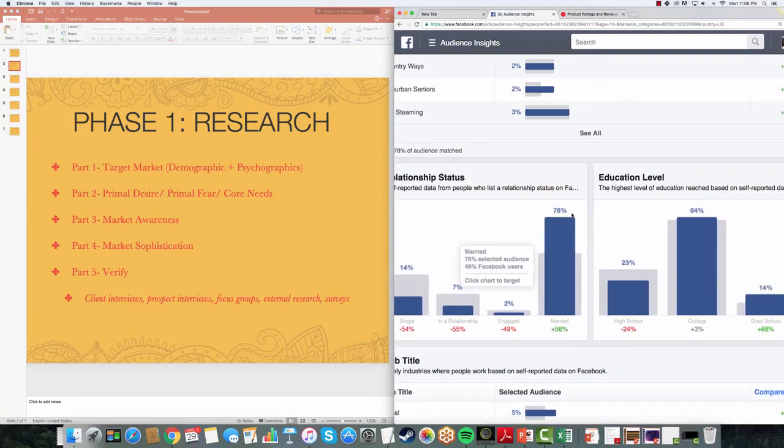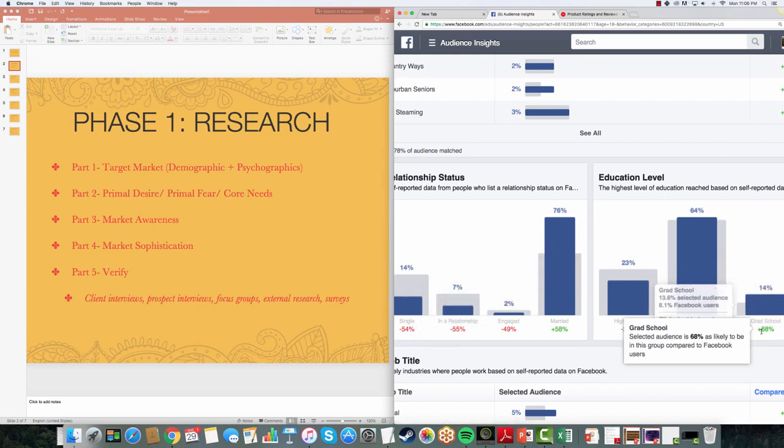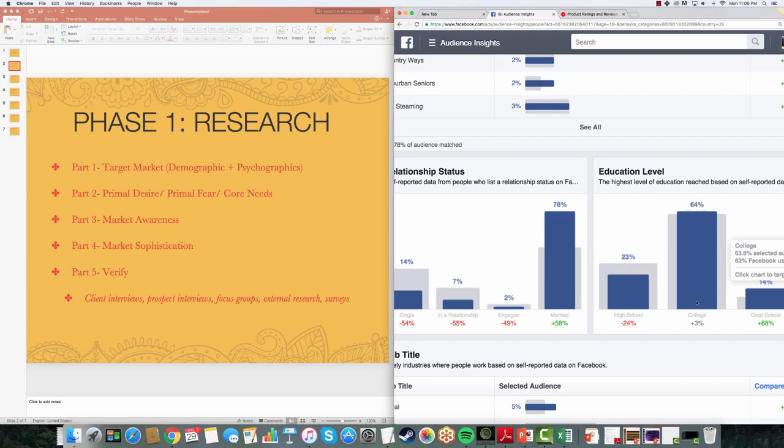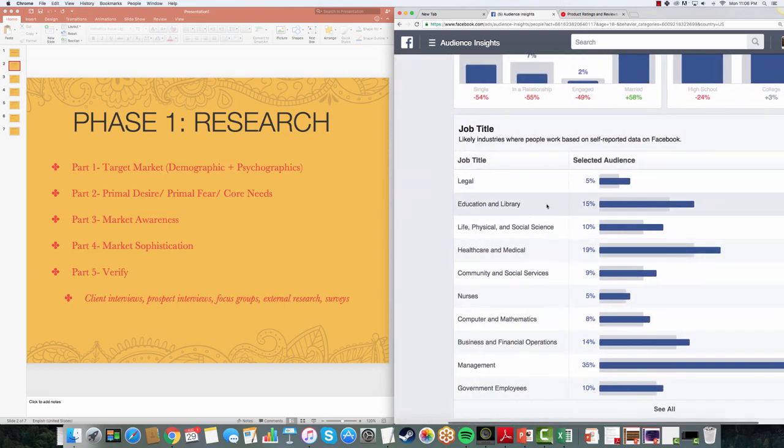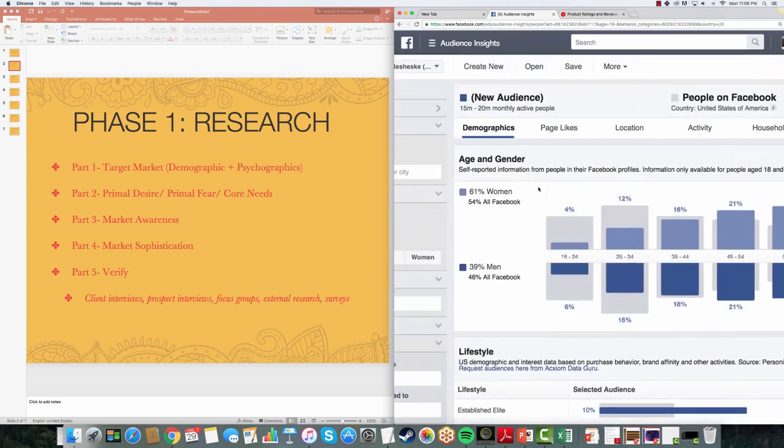76% of them are still married. That's a big deal, okay? 14% of them total have gone to grad school, which is 68% above the normal Facebook numbers. 64% of them have gone to college. They're highly educated. They work in legal, education, science, healthcare, nursing, all that kind of stuff. This is a wealth of information.